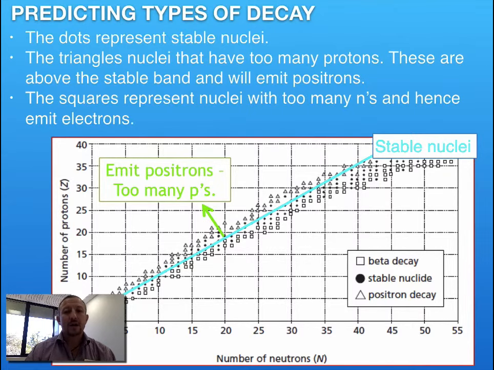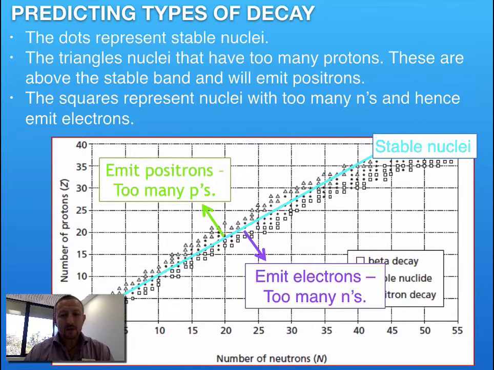And likewise, if we have too many neutrons, we will emit electrons. So the neutron will actually break down to produce a proton and an electron, so they will be emitted. So we've got beta decay via positrons, beta decay by electrons, depending on this imbalance between too many neutrons or too many protons. And that's how the graph basically can be utilized.